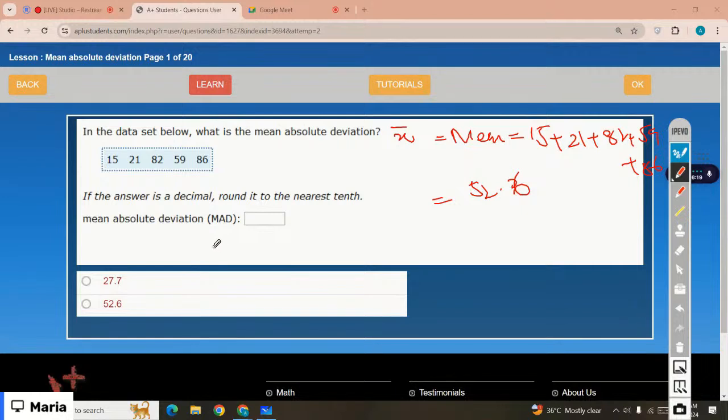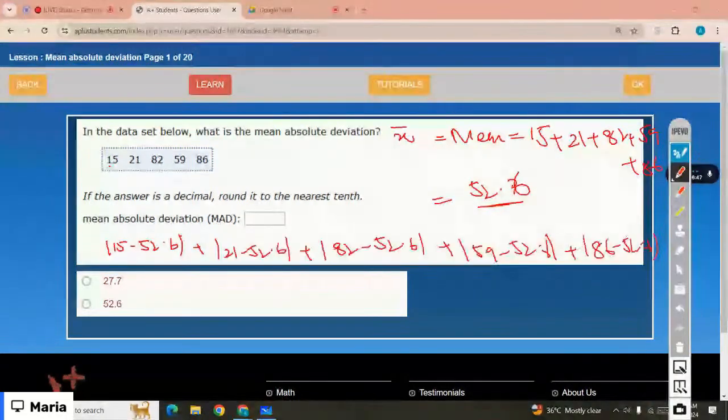Okay, so you need to subtract this mean value from each data value, and you need to calculate the absolute value, right? So 59 minus 52.6, then you have 86 minus. All the values are negative. 15 minus 52.6 is negative 37.6, but that is an absolute value, so it must be positive.